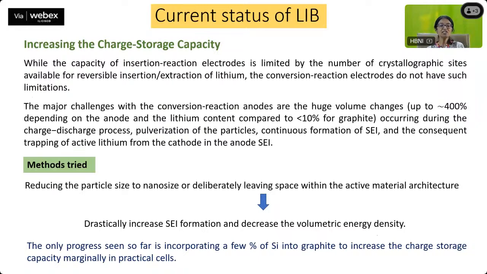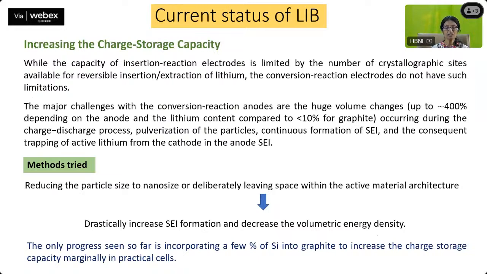So the major challenges with the conversion reaction anodes are the huge volume changes up to 400% depending on anode and the lithium content, compared to less than 10% for graphite, occurring during the charge discharge process, pulverization of the particles, continuous formation of SEI, and the consequent trapping of active lithium from the cathode in the anode SEI. So these are the major challenges you have. So what are the different methods tried to take care of all these challenges?